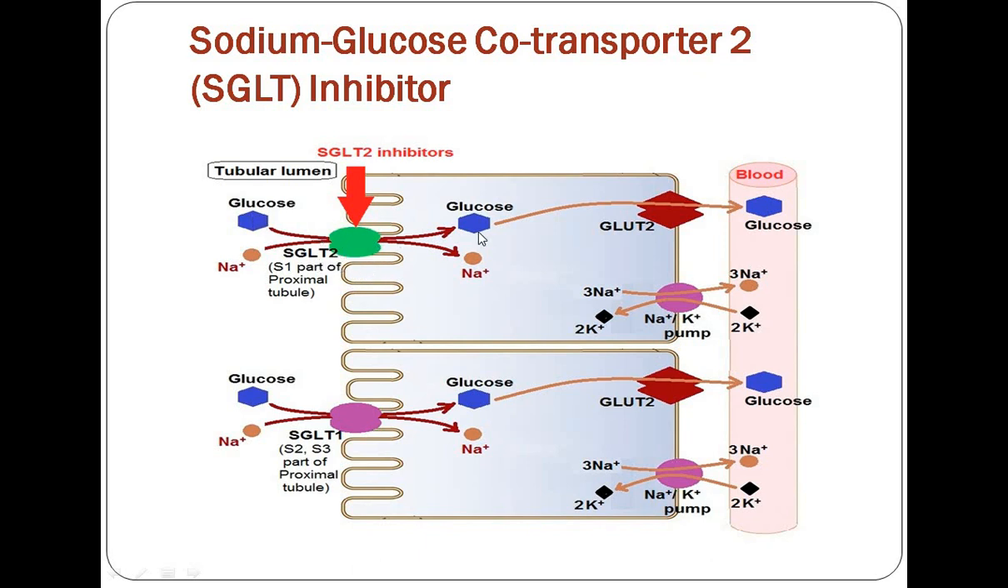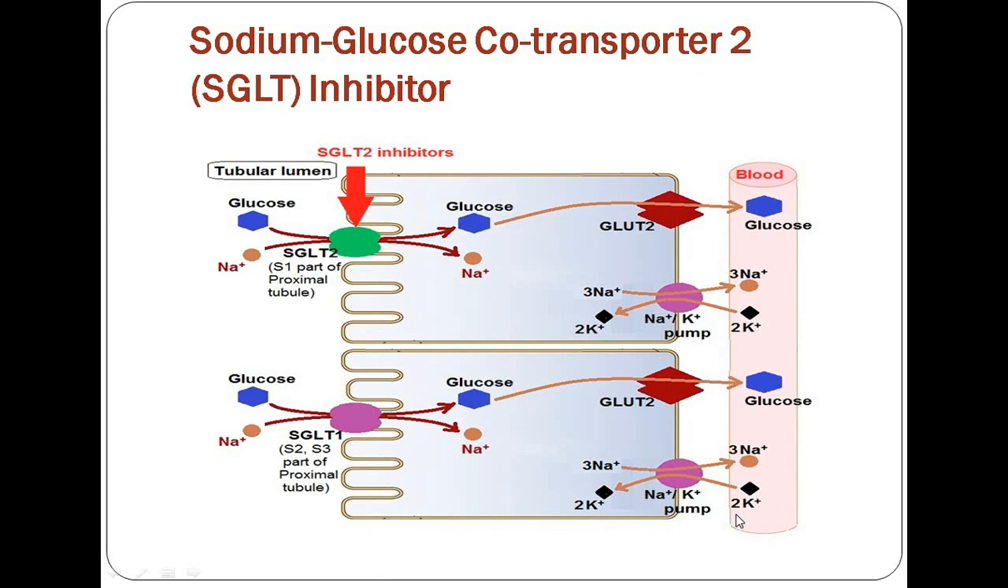So glucose cannot go inside the blood, it will not be reabsorbed, otherwise it will come out through the urine. So if the body has more glucose, it will come out through the urine, and the blood glucose level will be normal, right? It will be maintained. So that is the mechanism of the SGLT2 inhibitor.